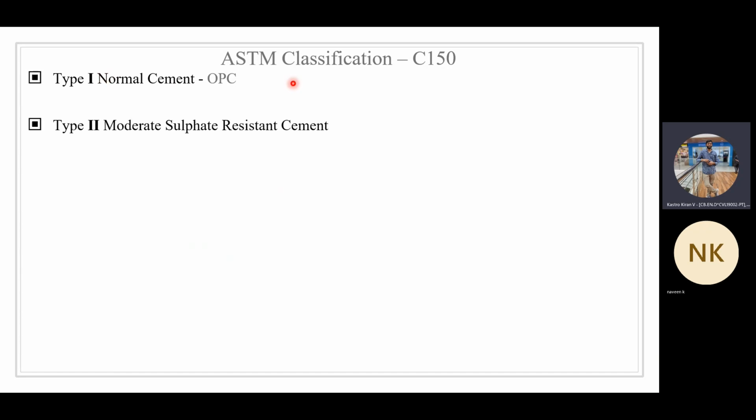And then we also have the type 2 cement, which is called moderate sulfate resistant cement.